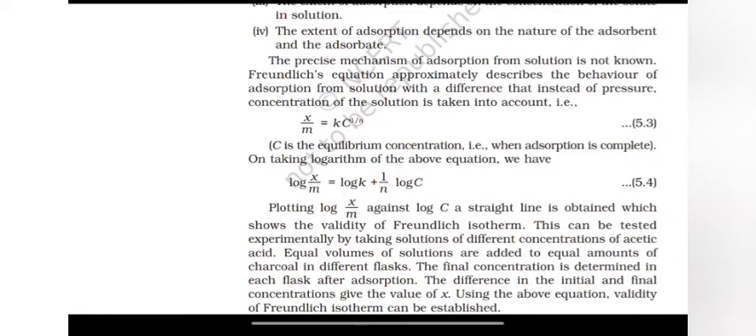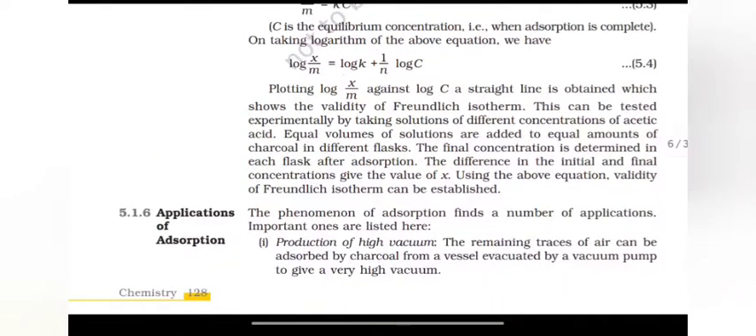Freundlich's equation approximately describes the behavior of adsorption from solution, with the difference that instead of pressure, concentration of the solution is taken into account. x/m = k c^(1/n), where c is the equilibrium concentration. On taking log, log x/m = log k + (1/n) log c. Plotting log c against log x/m, a straight line is obtained.